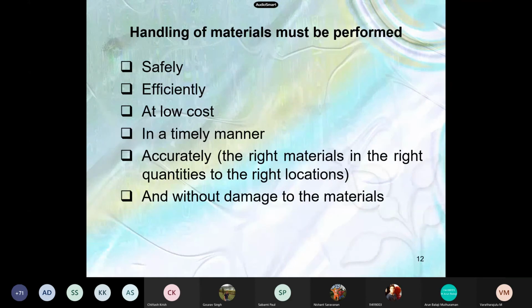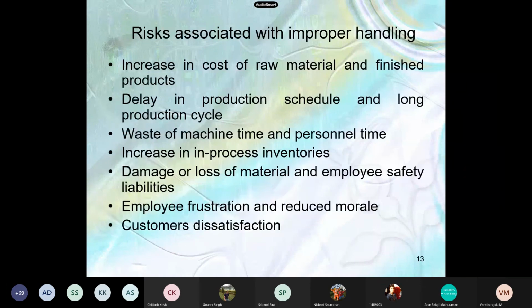At low cost we need to transfer the materials, and at the right time, accurately, that is the right material in the right quantity. And it has to be disseminated without any damage. The risks associated with improper handling are increase in cost of raw material and finished products, delay in production schedule and long production cycles, waste of machine time and personal time, increase in process inventories, damage or loss of material, employee safety liabilities, employee frustration, reduced morale, and customer dissatisfaction. These are the things we need to remember during handling the material.